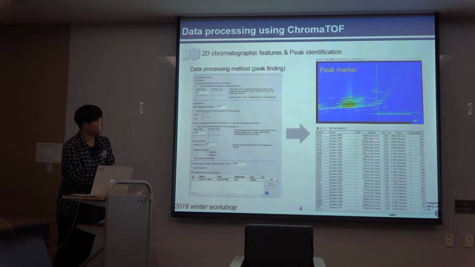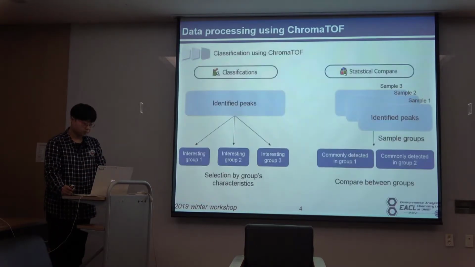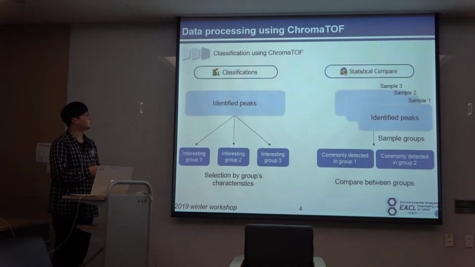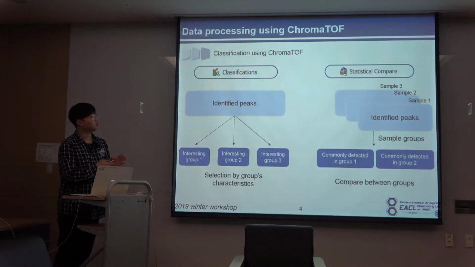This is the result of the peak table. On this chromatogram, the black dots are the peak markers based on this finding program. So after peak identification, we can conduct two types of classification. The first is the classification function, and the second is the statistical compare function.